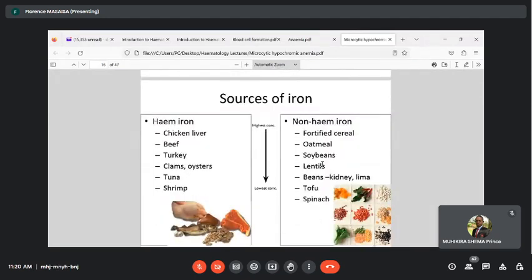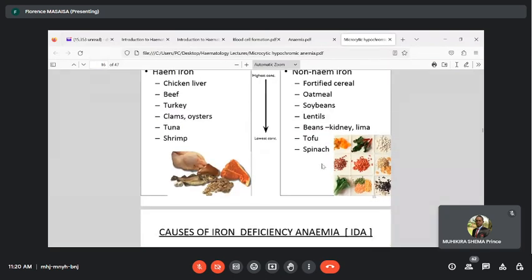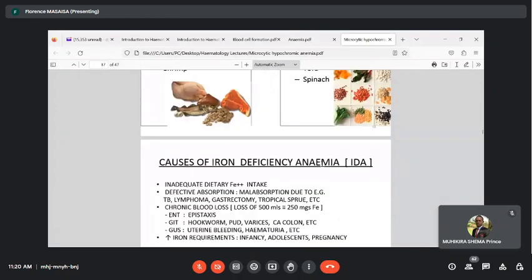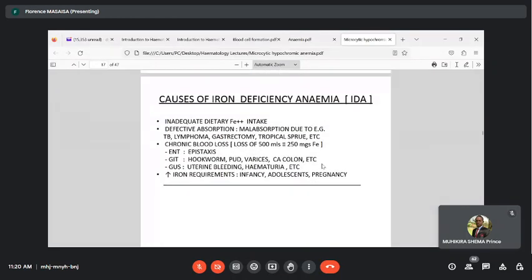Just to clarify, heme iron and non-heme iron: vegetable sources and non-heme, and animal sources. Now, if you find your patient with iron deficiency, you don't need to stop there. You have to go deep and find out what is the cause of this iron deficiency, starting with diet. Ask the patient, do you eat this? How many times do you take this? And we go to the absorption.